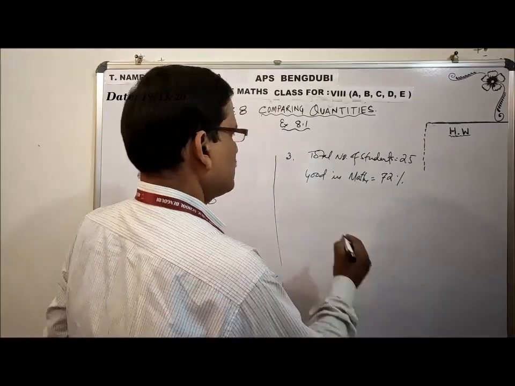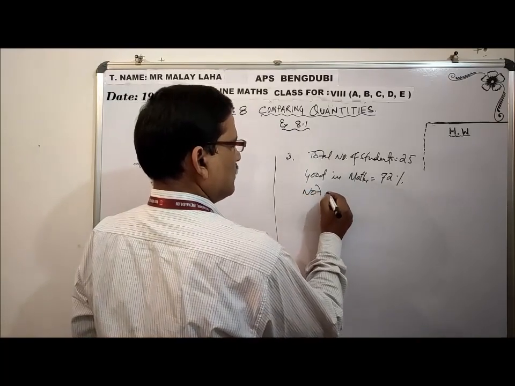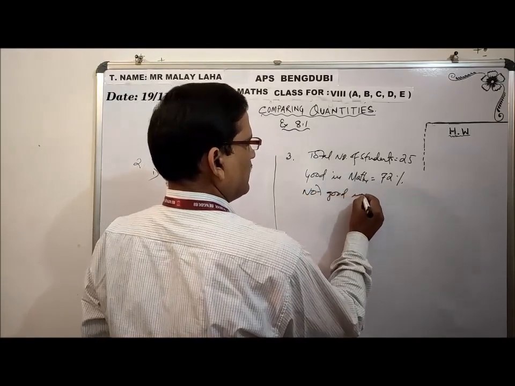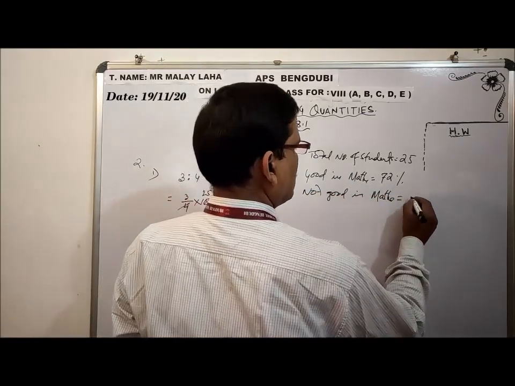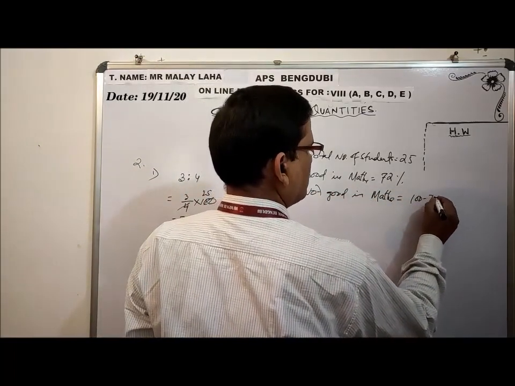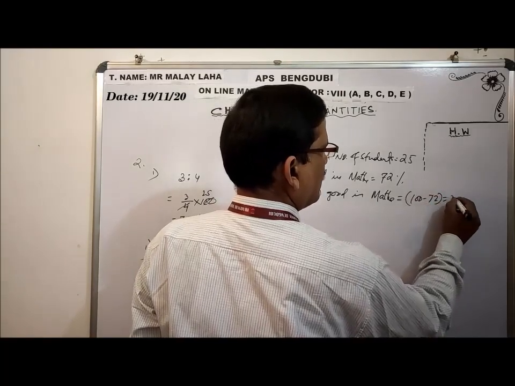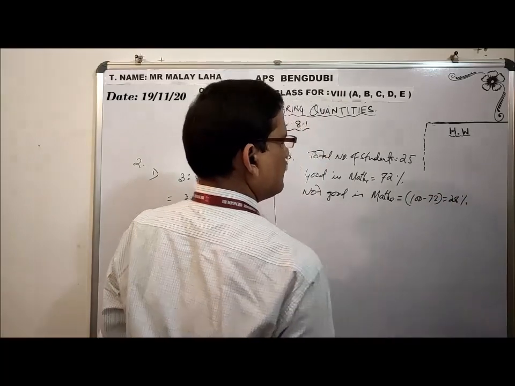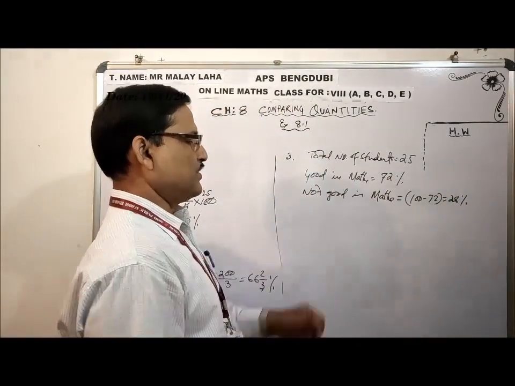What can I do? Not good in maths is equal to 100 minus 72, which equals 28%. Now you find out 28% of 25.